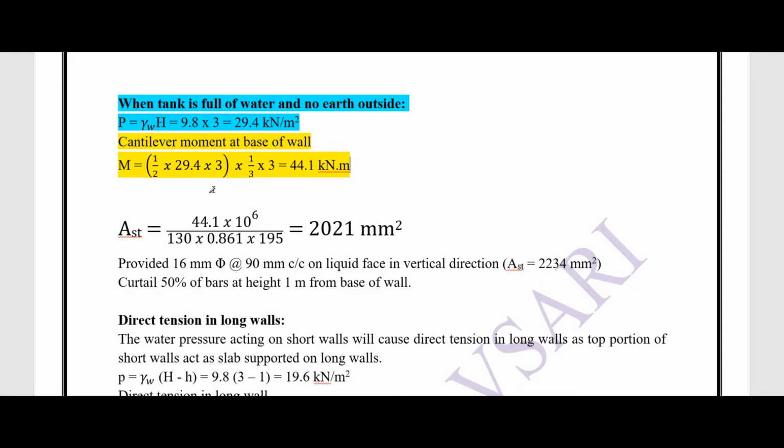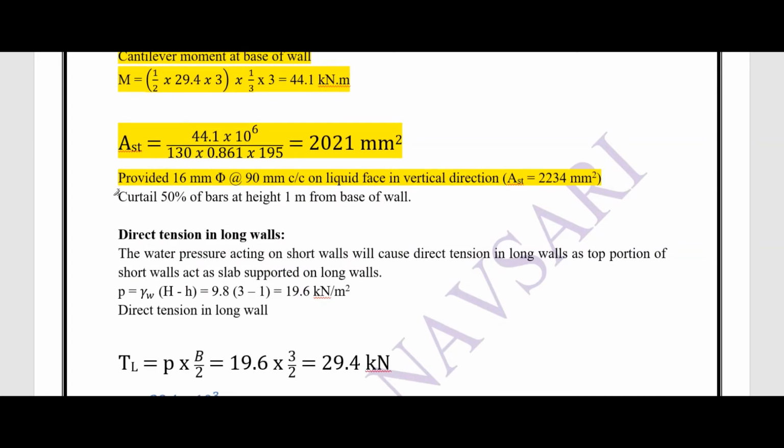So capital AST is equal to 2021 mm square. So provide 20 mm dia at 190 mm center to center on the liquid face in the vertical direction, and provide 50% curtailment of bar at height 1 meter from the base of wall. Now we are going to design the long wall for the direct tension in the long wall.